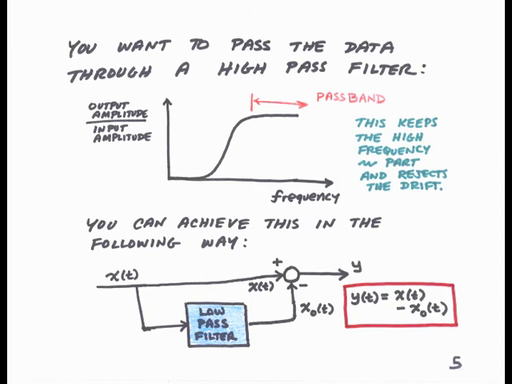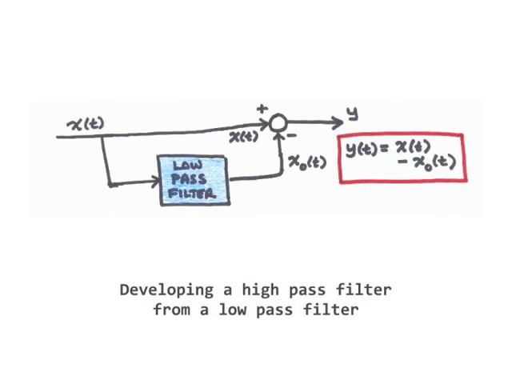Such a high-pass filter can actually be developed from a low-pass filter. The diagram at the bottom of the page shows how to accomplish this. This sort of diagram is known as a block diagram. We'll be using these quite a bit later in this course.